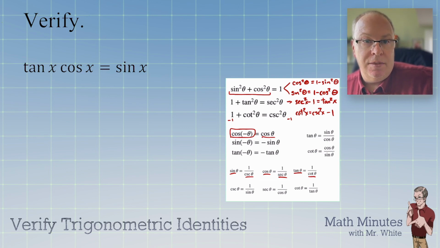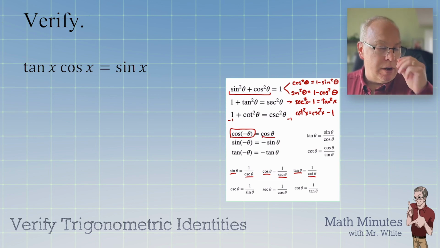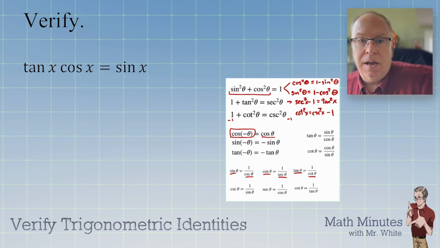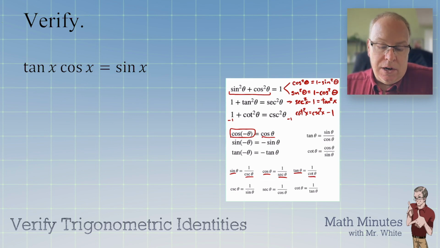We're going to verify that this is true. For example, on this first one, I tried to pick something pretty simple to start out with. We're going to prove that tangent times cosine is equal to sine. How do we do that?